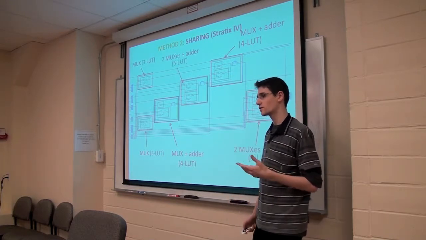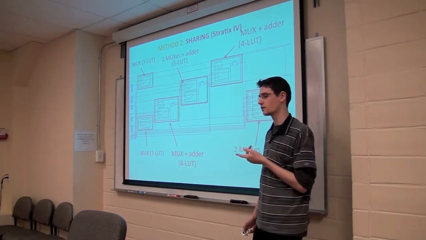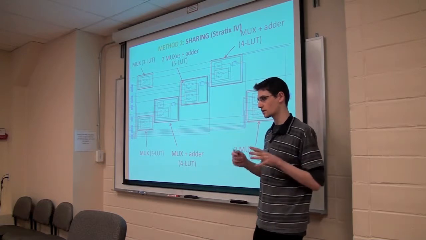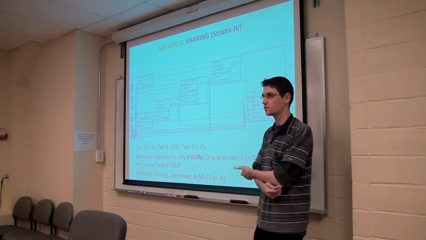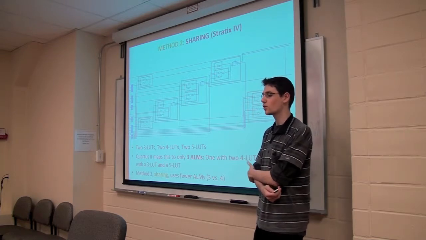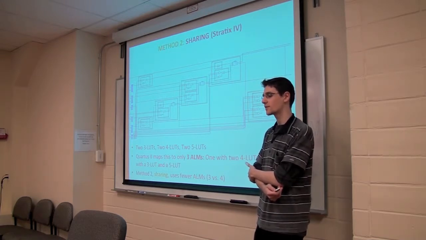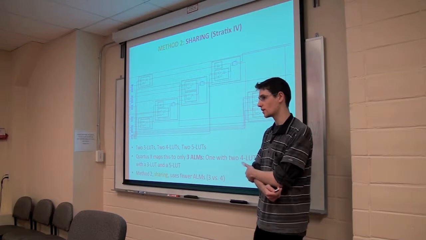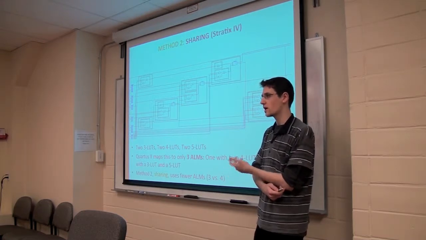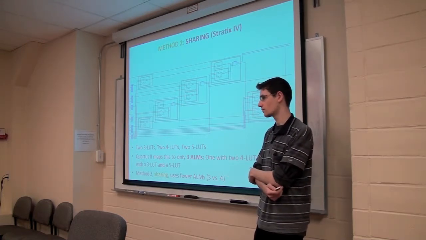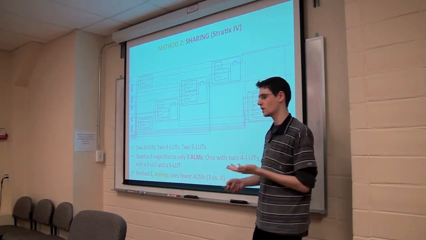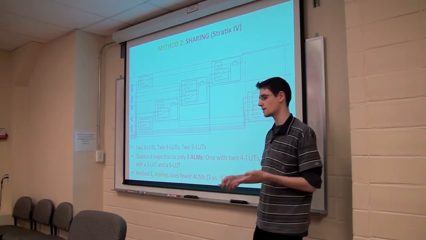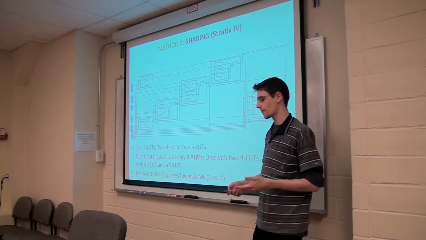We also have two 5-LUTs, which implement 2 muxes as well as a full adder. So the multiplexers and the additions are being combined into the same LUT. And what ends up happening is we get two 3-LUTs, two 4-LUTs, and two 5-LUTs, which Quartus does because this allows us to pack this into just 3 ALMs. One adaptive logic module has two 4-LUTs, and the other two each have a 3-LUT and a 5-LUT. The reason this is preferred is because rather than 4, which we had before, we now have 3 adaptive logic modules. So we see that in this case, sharing is preferred.